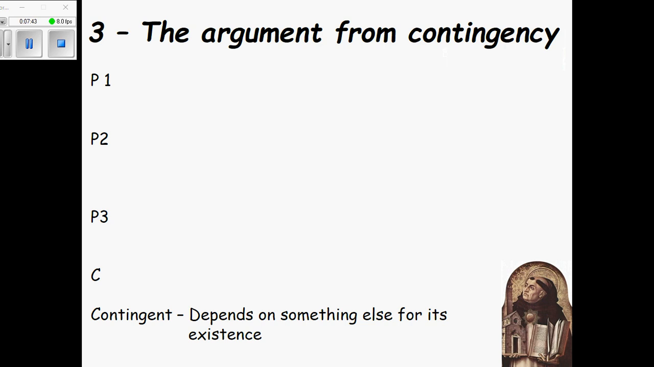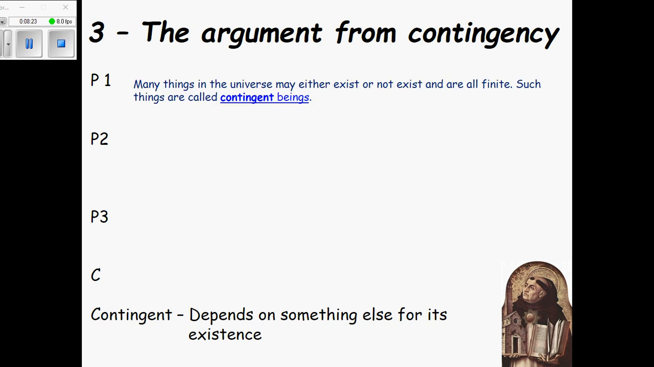Third argument is the argument from contingency. A contingent being is something that exists because it depends on something else. Everything in the world is a contingent being. The only reason the lamp exists is because it's contingent on the lamp maker or the metal that made the lamp or whatever it is. Every human is contingent. The only reason it exists is because parents created them. The opposite of a contingent being is a necessary being. This is a being that has no cause and must exist.